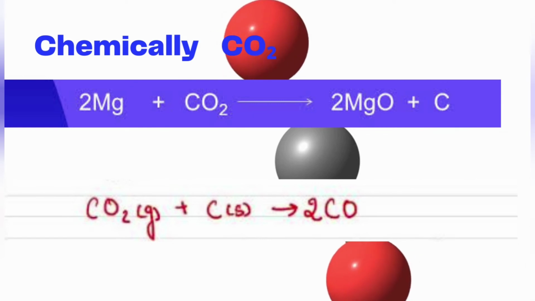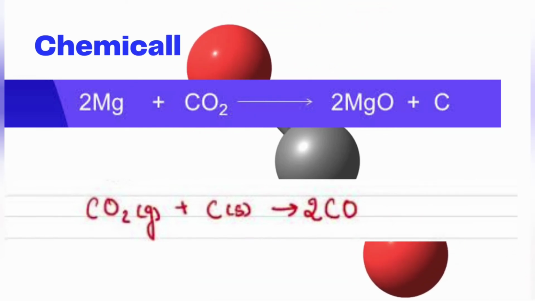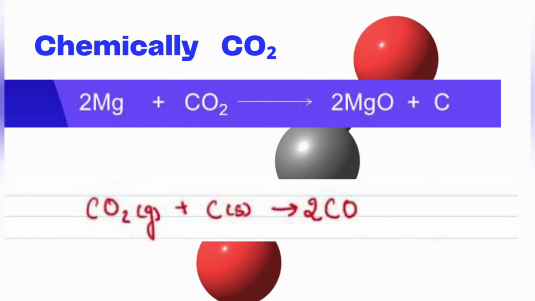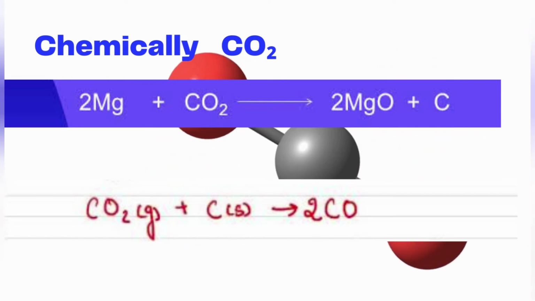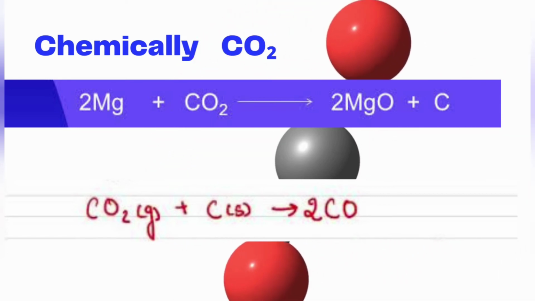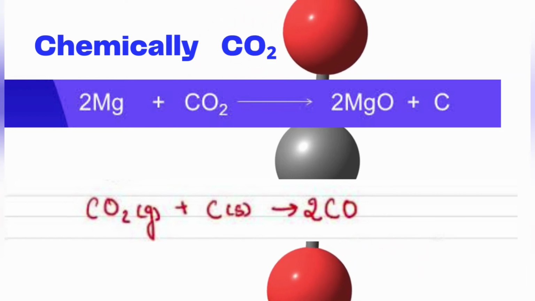Process. This is because carbon 4 oxide does not support what? Combustion. All right. But when CO2 is passed through red hot carbon, the CO2 will be reduced from carbon 4 oxide to carbon 2 oxide.